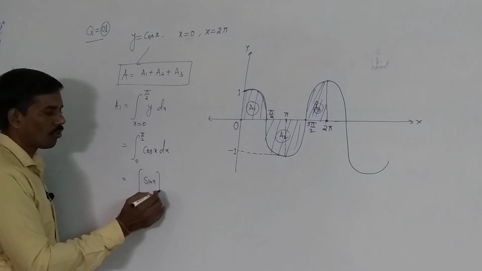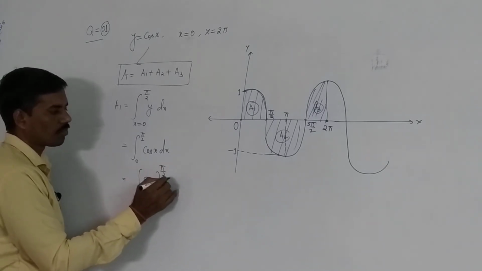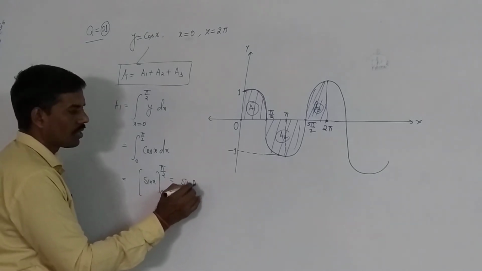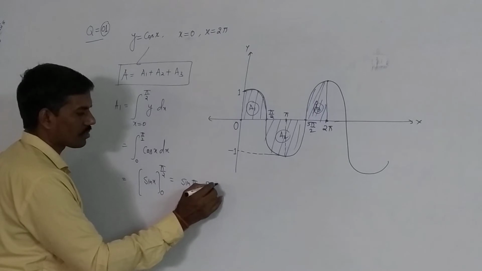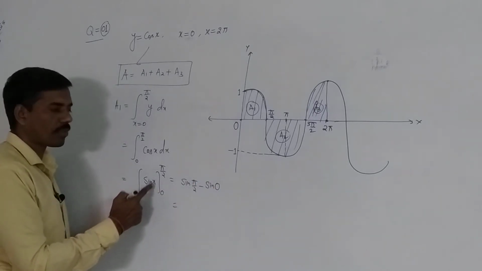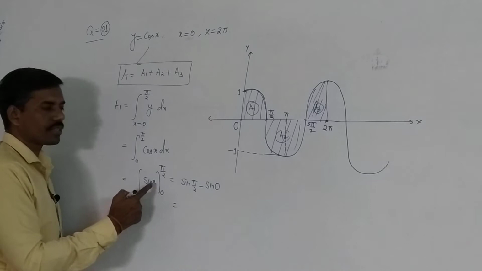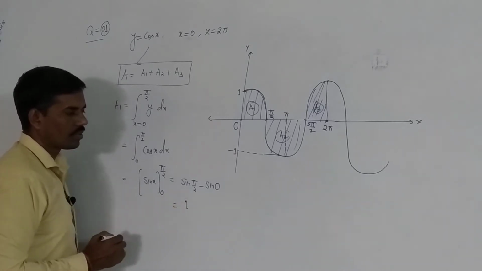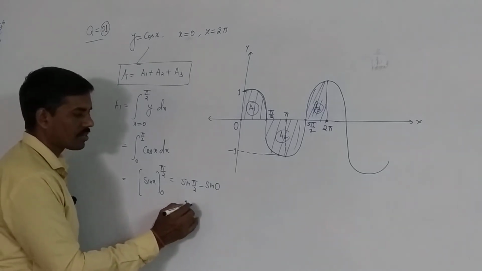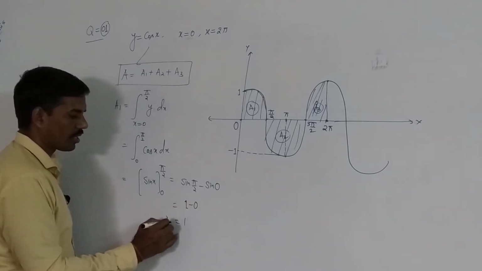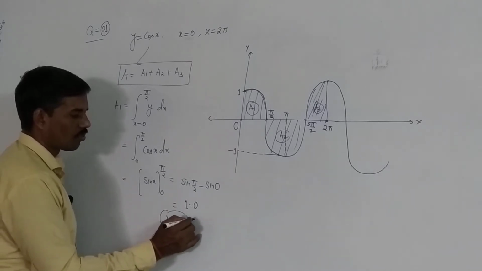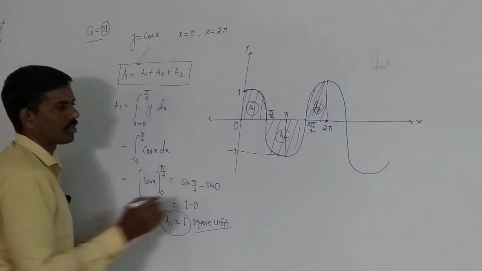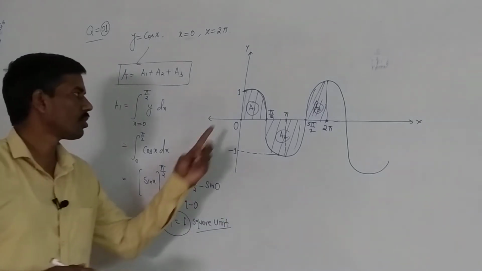The integral of cos x is sin x, with lower limit 0 and upper limit pi by 2. On substituting the limits we get sin pi by 2 minus sin 0. x is replaced by the upper limit pi by 2 and by the lower limit 0. Sin pi by 2 is 1 and sin 0 is 0. So A1 is equal to 1 square unit. So we get A1, that is from 0 to pi by 2.